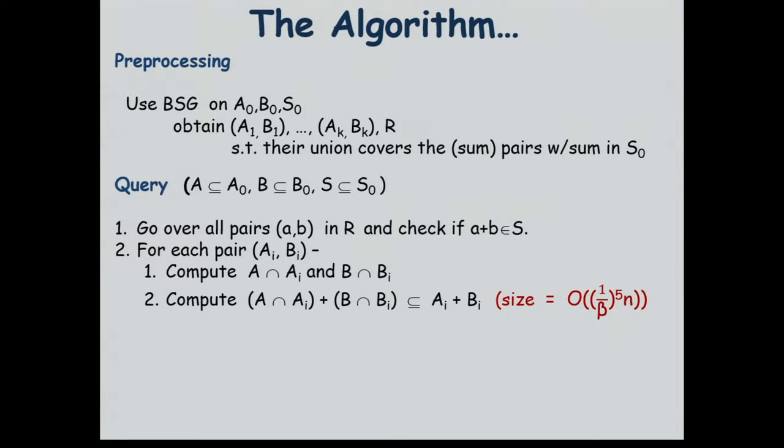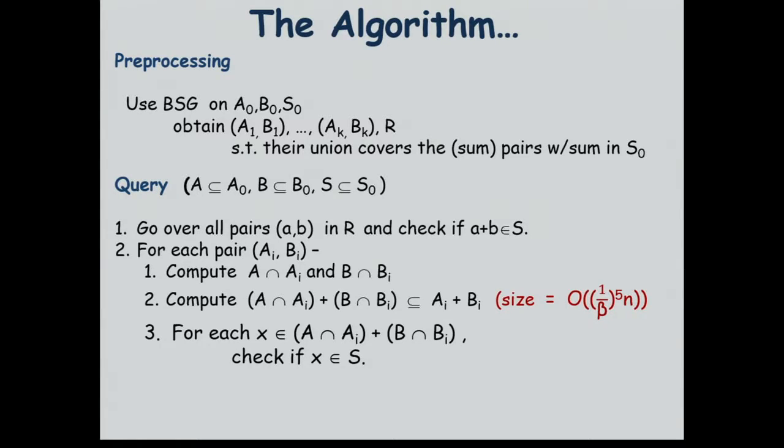And then you want to compute this A intersection AI plus B intersection BI, which has to be a subset of AI plus BI, and its size is promised by the theorem to be 1 over beta to the 5th of n. And then once you do that, for each of the elements in this set, you check if it belongs to S, and then you've actually checked everything.